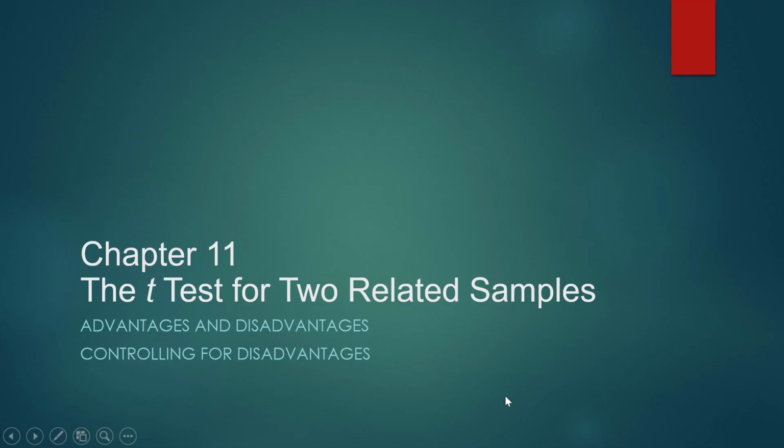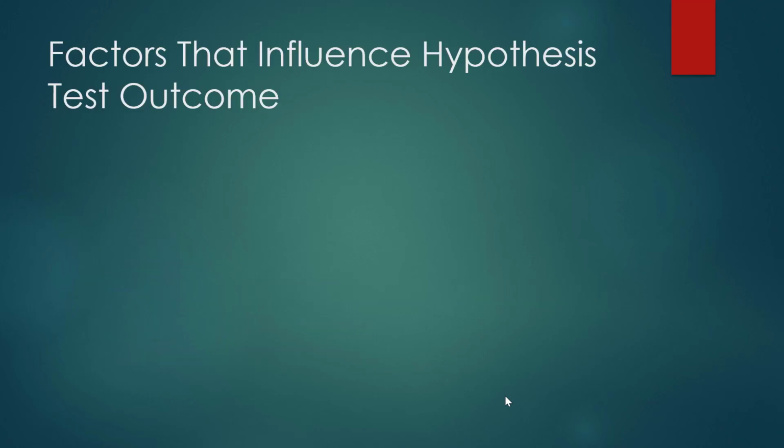This video will discuss the advantages and disadvantages for a t-test for two related samples, and then we'll discuss a little bit about how maybe we could control for some of these disadvantages. So just like with the other statistical tests that we've discussed, there are some factors that are going to influence the hypothesis test outcome. Some factors that we've discussed previously are the size of the sample mean difference.